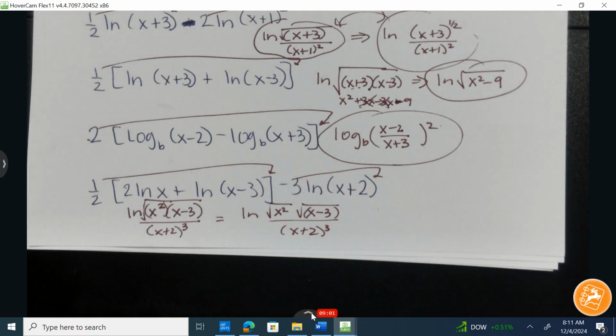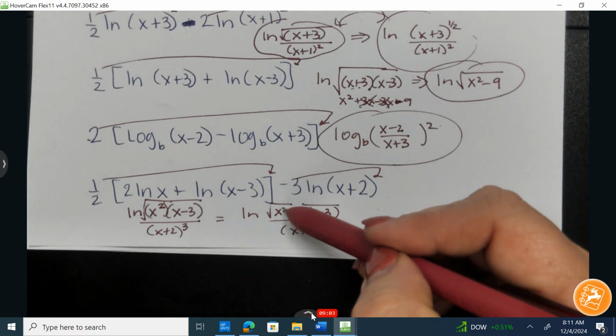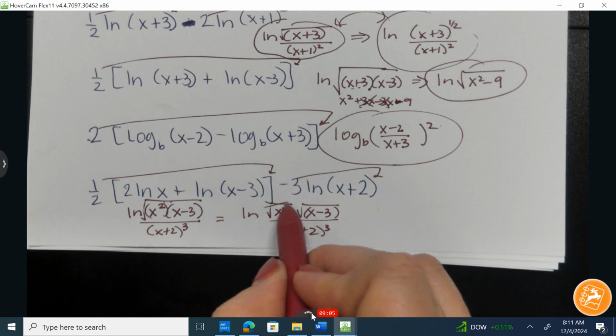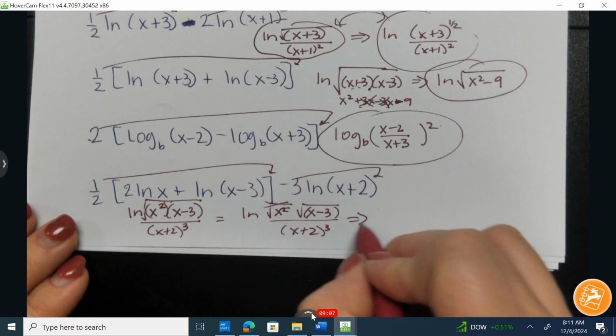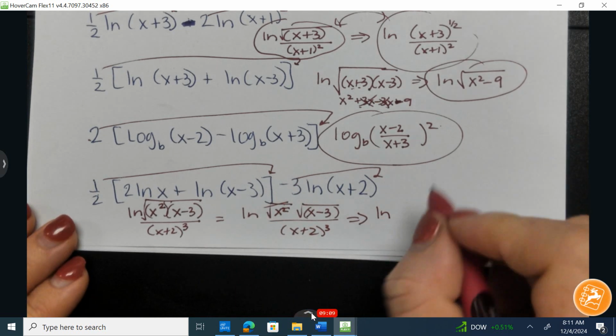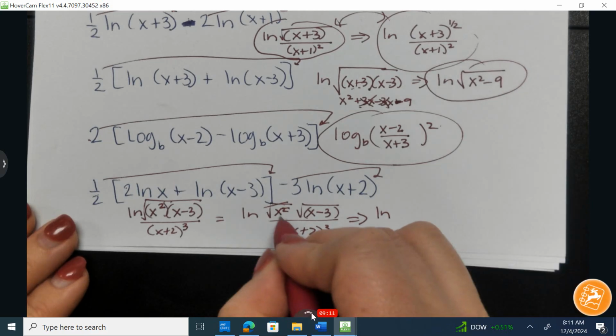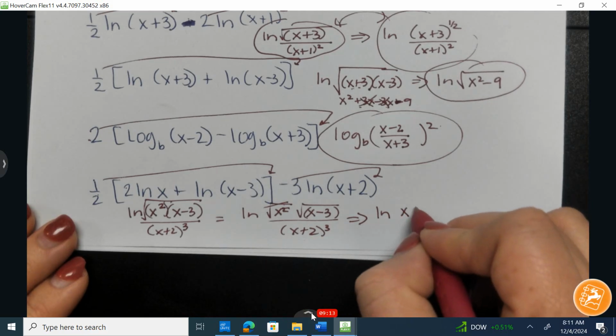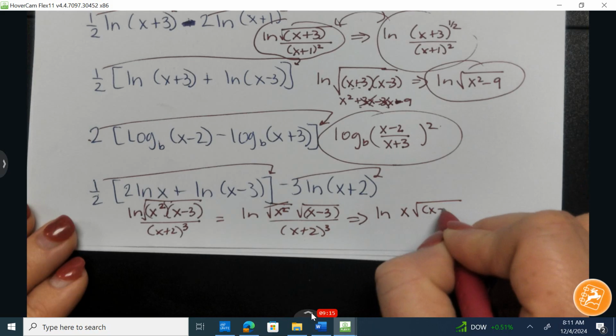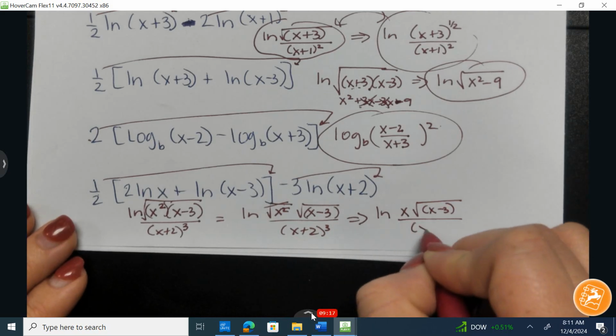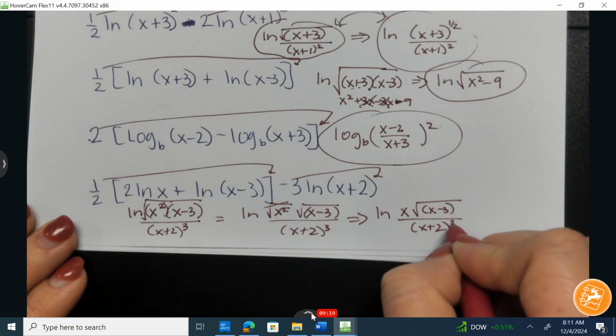And why am I doing that? Because I recognize that taking the square root of x squared is going to simplify to x, and then I can rewrite in simplified condensed form the ln of, I'm left with just x times the square root of x minus 3, all divided by the quantity x plus 2 cubed.